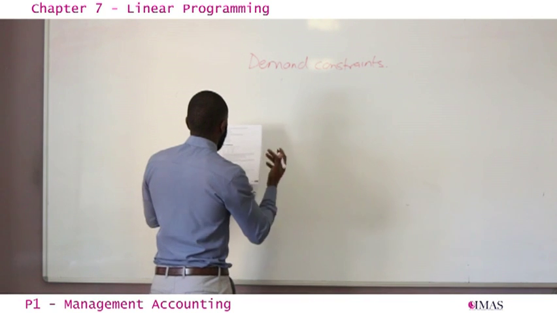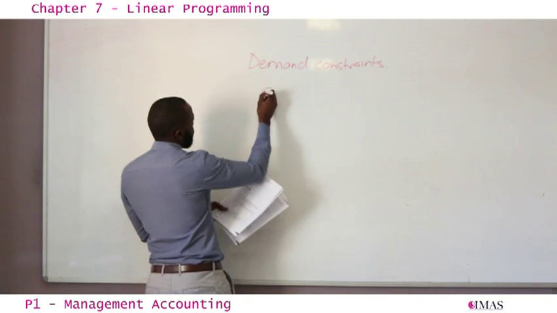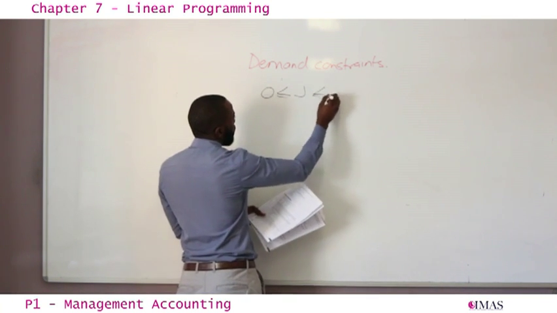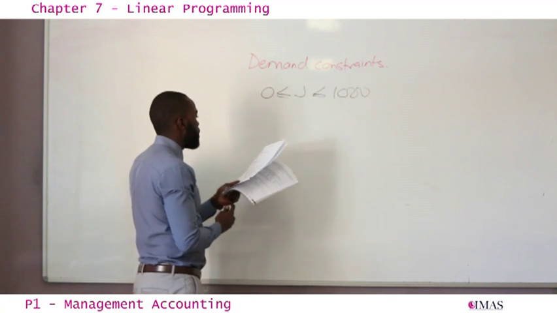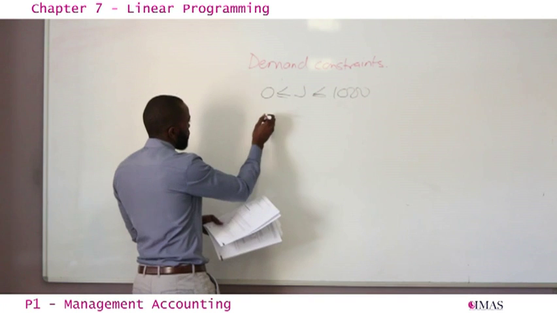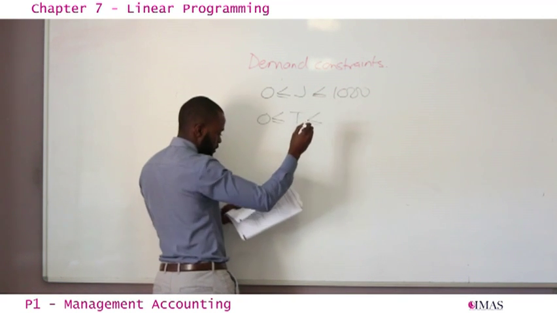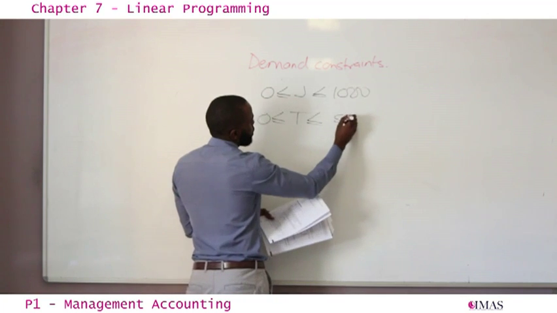Then we're told that the maximum demand for jackets is 1,000 and for trousers is 500 units. Those are called demand constraints. So for jackets the maximum is 1,000 jackets. That's a demand constraint. Let's just call jackets J. So J has to be between 0 and 1000. Then trousers have to be between 0 and 500.